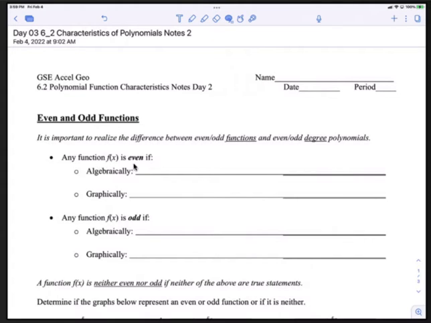Any function f of x is even if, algebraically, f of negative x is equal to f of x. That simply means if we take the original function f and replace all of the x's with negative x, the result would be the same as the original function f of x. Graphically, an even function is symmetric with respect to the y-axis.